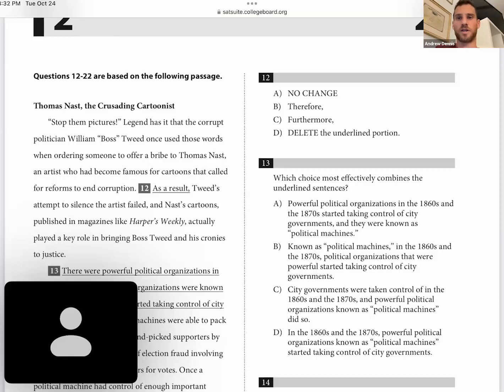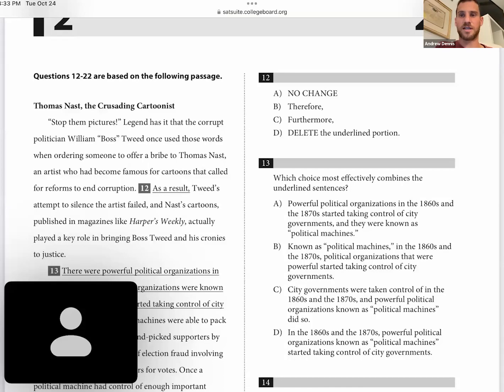What's the premise here supporting it? Legend has it that the corrupt politician Tweed once used those words when offering someone to bribe Thomas Nast, an artist who would become famous for cartoons that called, it's just giving us a statement. I don't think we can use therefore, as a result, or furthermore. And furthermore, I don't think there's really a way to distinguish between therefore and as a result, right? As a result and therefore are pretty similar. So I think the answer is D here, right? Just delete the underlined portion. They just kind of connect together. There's no reason to connect them.